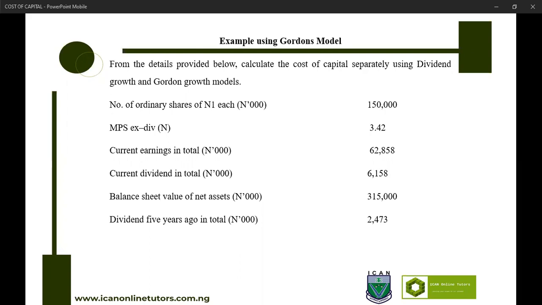Now, if you want to calculate growth, we've gotten our current dividend, and we've also gotten our base dividend. What is the next thing we need in that formula? N. Do we have N in this information? Yes, we have 5 years ago. So that means what will be our N in this aspect? It should be 5.